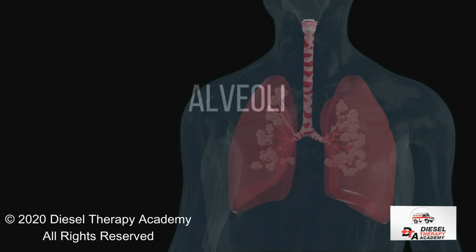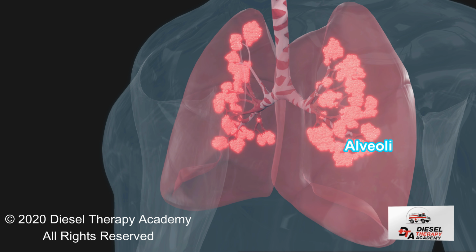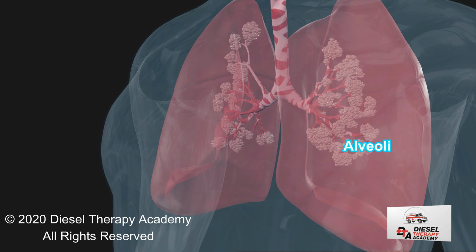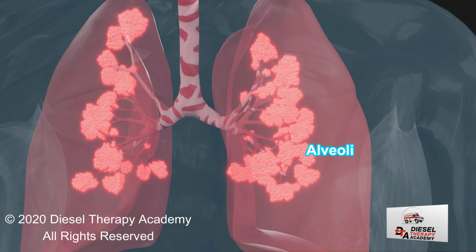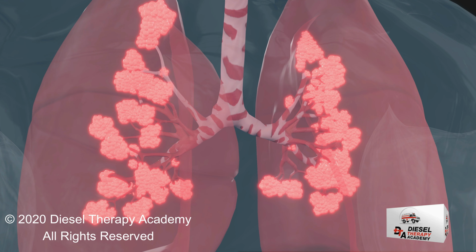Alveoli. Alveoli are an important part of the respiratory system, whose function it is to exchange oxygen and carbon dioxide molecules to and from the bloodstream. These tiny, balloon-shaped air sacs sit at the very end of the respiratory tree and are arranged in clusters throughout the lungs.